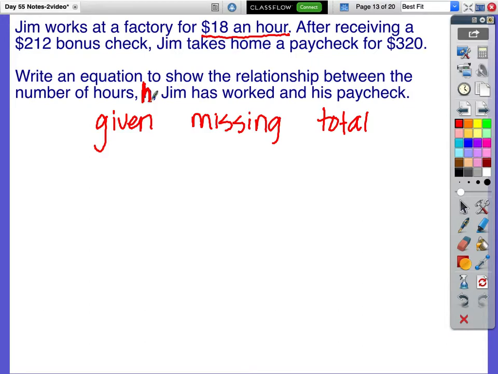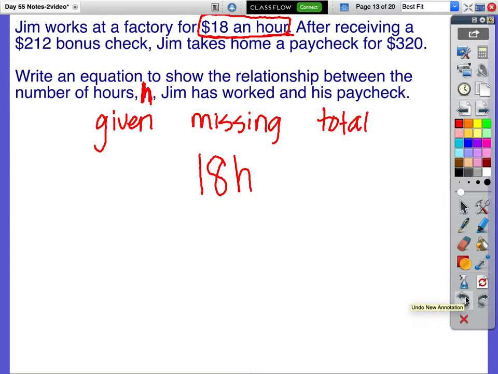Okay, if they're telling us that we're using the variable H, they're telling us what we're looking for. They're telling us we're looking for something that has to do with hours. Now, if you go back to this problem and it gives us $18 an hour, that means 18 for each hour, or 18 times every hour, or just 18H. Okay.